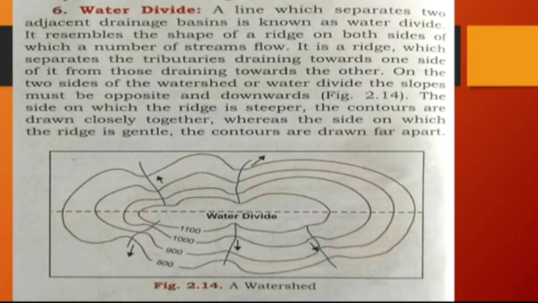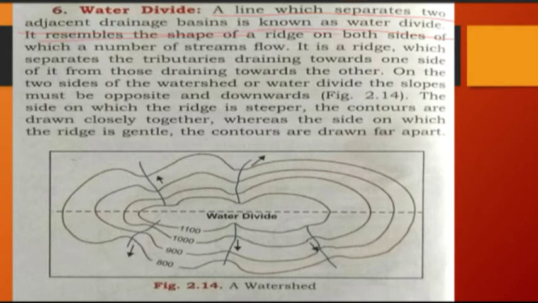होता है. Now, water divide. What is water divide? A line which separates two adjacent drainage basins is known as water divide. It can be asked what is water divide. It resembles the shape of the ridge on both sides of which a number of streams flow. It is a ridge which separates the tributaries draining towards one side of it from those draining towards the other. एक साइड में जो tributary drain कर रही है वो और दूसरे साइड में जो ड्रेन कर रही है वो.